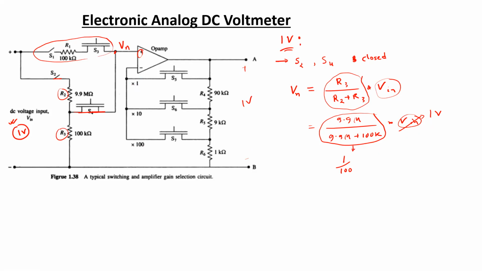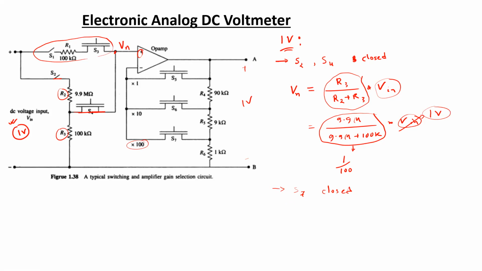So if 1 volt is applied at the input terminals, it is scaled down by 100. So again, in this gain selection portion of the amplifier, a gain of 100 should be selected. So the switch S7 should be closed in this case. So it will amplify the signal by 100 times, and eventually at the output side we are going to get a voltage of 1 volts.